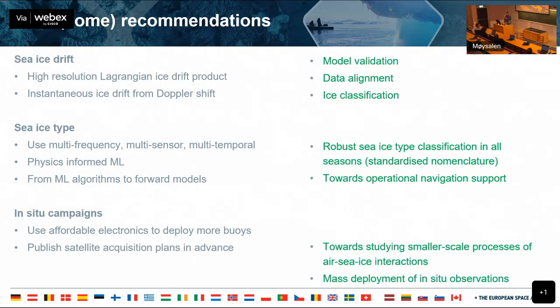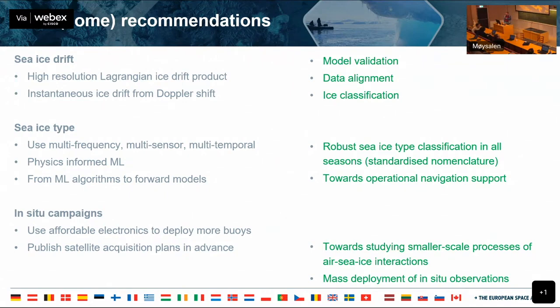So sea ice drift can be applied for model validation and for assimilation into models, and for alignment of multi-temporal and multi-frequency and multi-data, so that we can use both ice drift and ice type together. And then with this machine learning and multi-everything, we want to achieve robust sea ice type classification in all seasons.